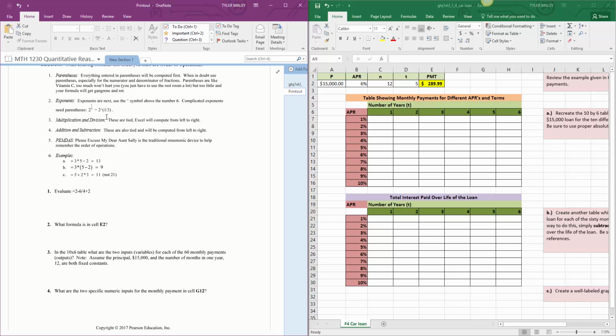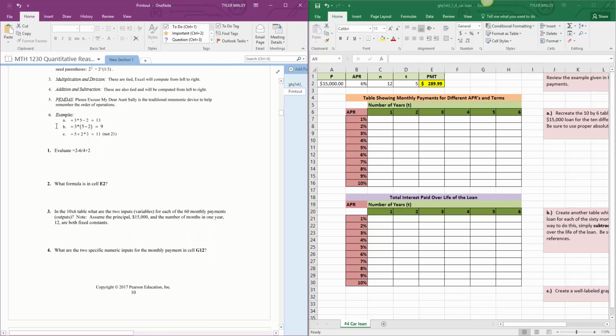So number three, multiplication and division, these are tied. So that's one thing you want to remember, is that multiplication and division are tied. They just compute left to right. It doesn't matter which one comes first. Excel just goes through and says, oh, this is division, this is multiplication, just do it in order left to right. And then lastly, addition and subtraction are evaluated the same way. They're also tied and just computed left to right, right?